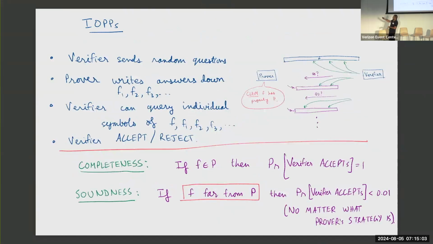Okay, so I wrote down there what's happening. There's a verifier who sends random questions. The prover writes some answers down. The verifier can query individual symbols, and the verifier at the end accepts or rejects. And we want, if F has this property of being low degree, the verifier should accept with probability 1. And if F is far, then the verifier should accept with low probability, no matter what prover strategy comes in.